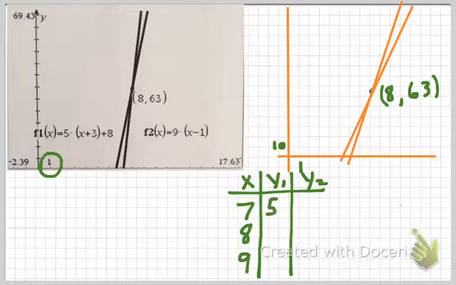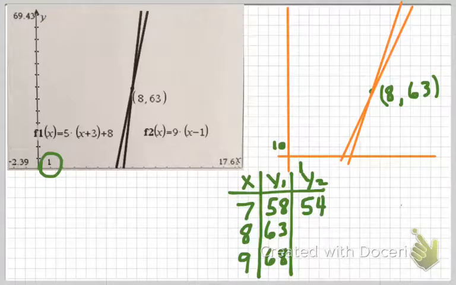And for the first equation, the left side gave us 58, 63, and 68. And the right side gave us 54, 63, and 72. Now I'm not including in the video here an actual shot of what the table looks like, but the tables display so differently in the calculators, I didn't want to confuse you by including that in the video, so we'll go over that as you need assistance with it.